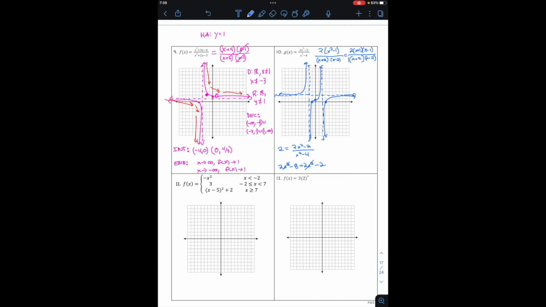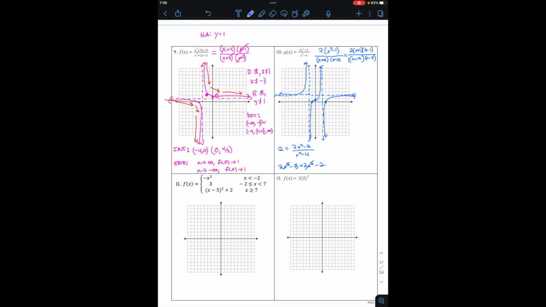All right, let me graph this on Desmos super quick, and I'll get back to you. 2x squared minus 2 all over x squared minus 4.